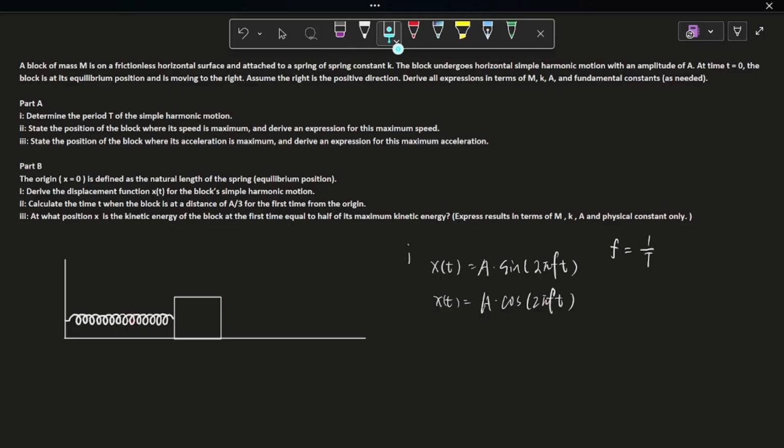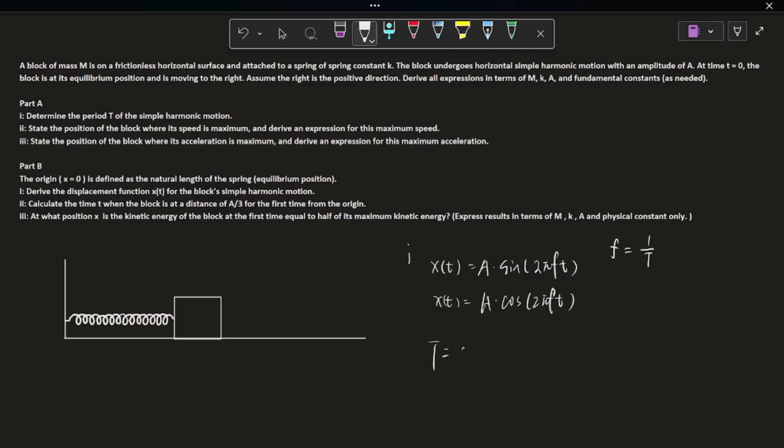So, we're going to break it down, right? We didn't know A. 2 pi is a constant. T is the variable, or the independent variable. The only thing we're trying to find is f, and it's equal to 1 over T. Can we find T? Yes, we did. We already found that in the very first part of the question.